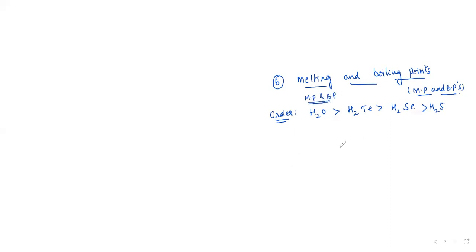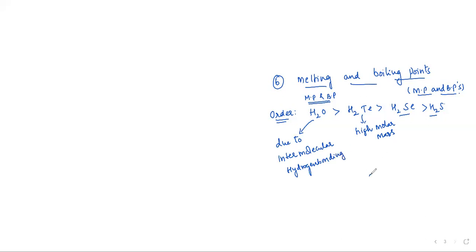But we know that H2Te has a high molar mass. That is the reason it has a high melting and boiling point compared to the other hydrides. But though H2O has a low molar mass, it has a high melting and boiling point compared to the other hydrides. It is due to intermolecular hydrogen bonding.